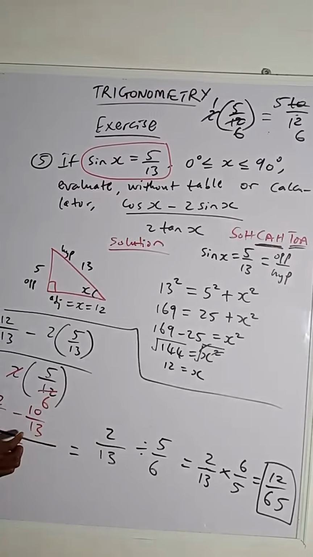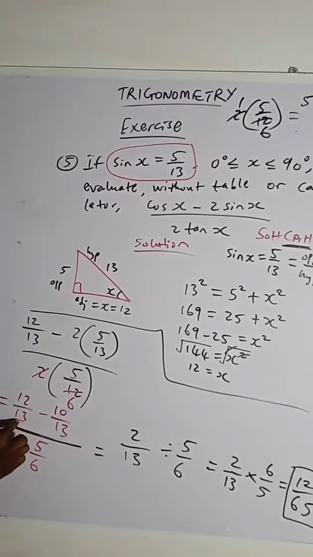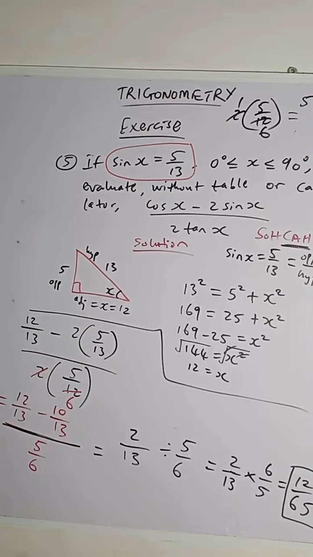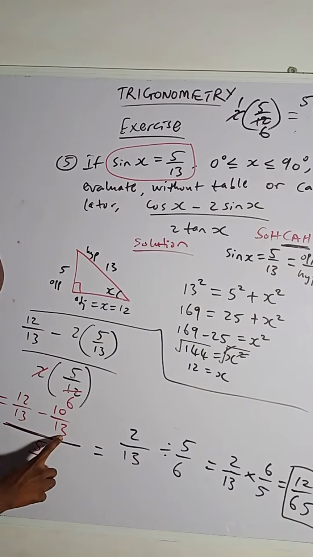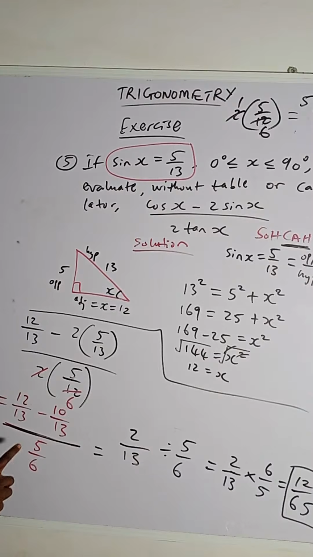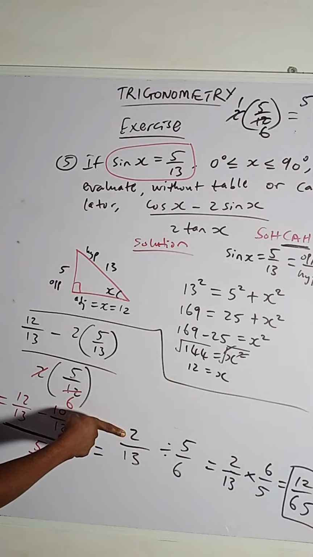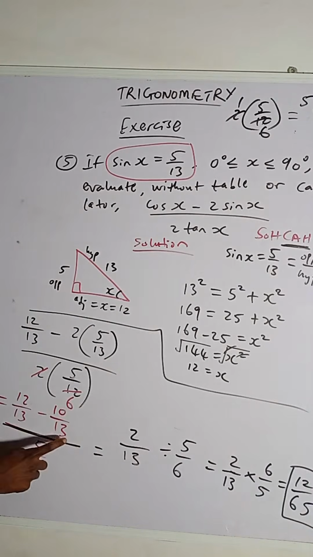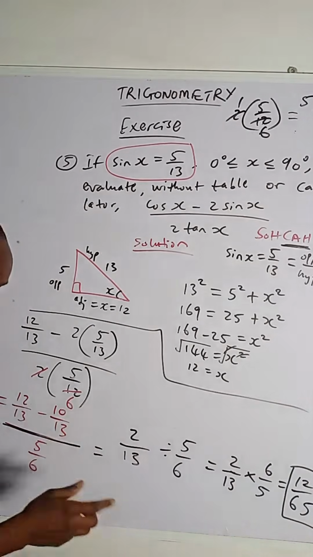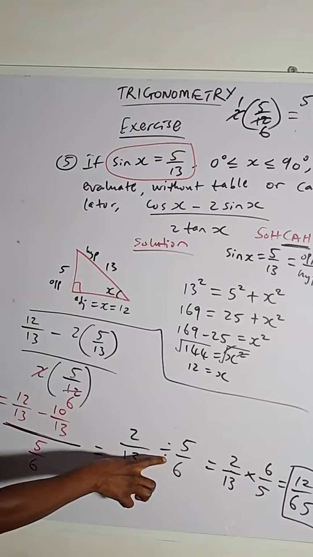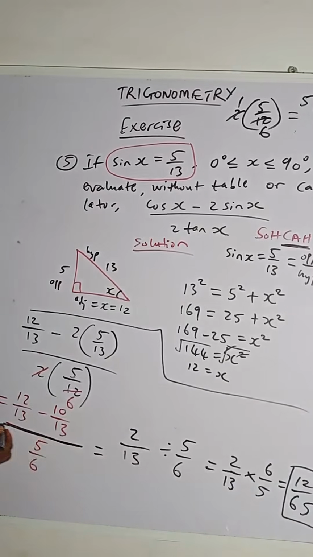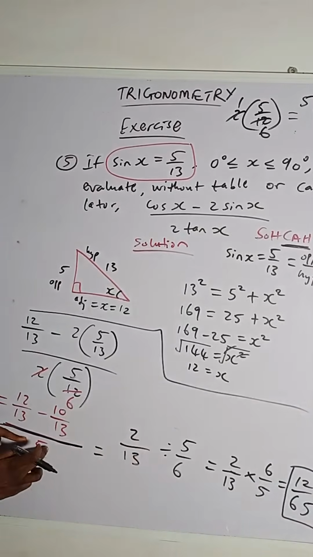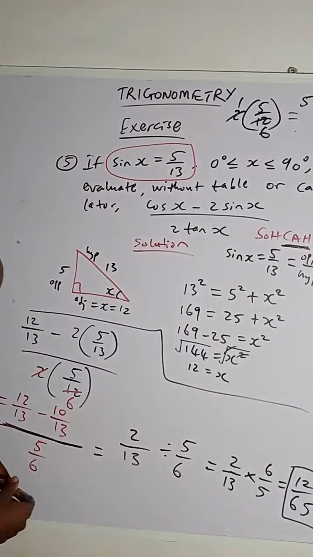And then look at this fraction here. 12 over 13 minus 10 over 13. They have the same denominator. All I did was to subtract the numerators. So I did 12 minus 10, which is how I got this 2, and then over 13, the common denominator that they both have. This division sign came from here. So divided by 5 over 6.